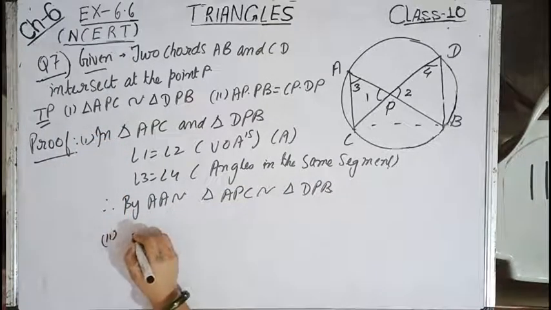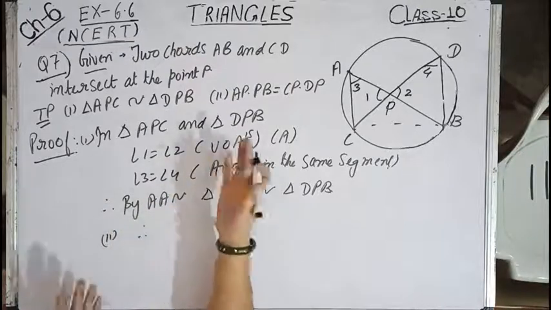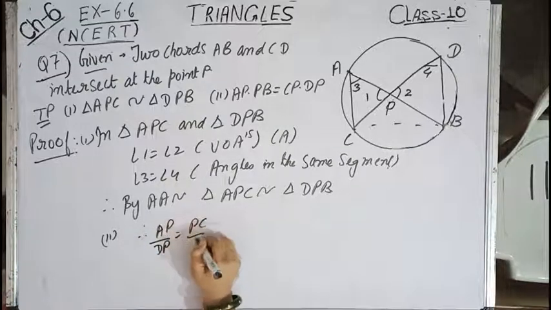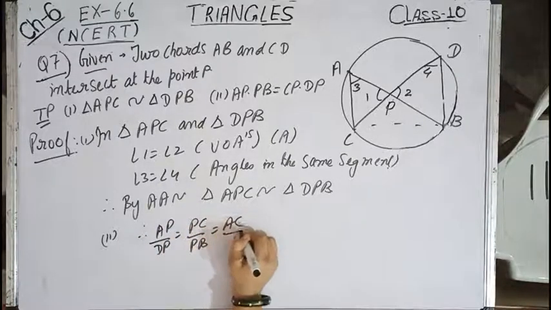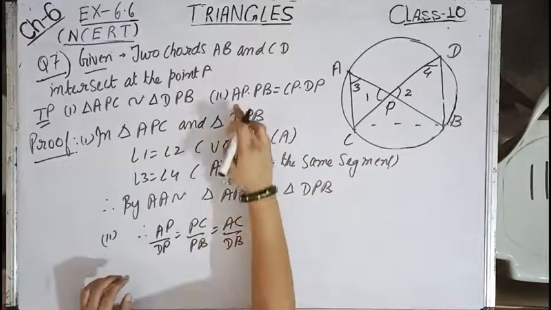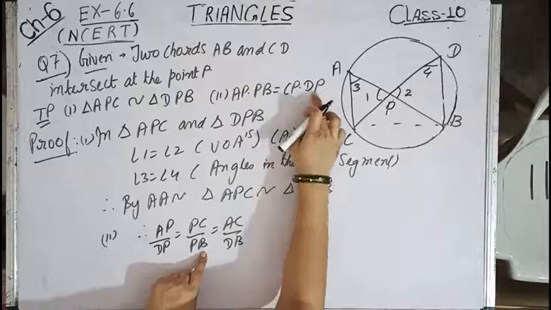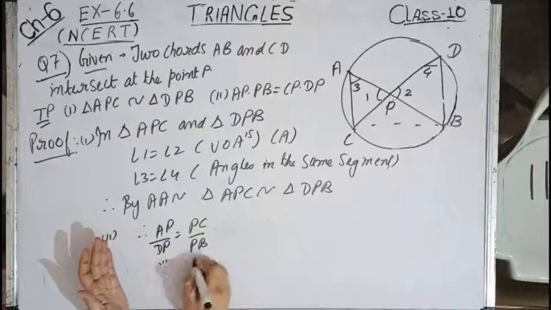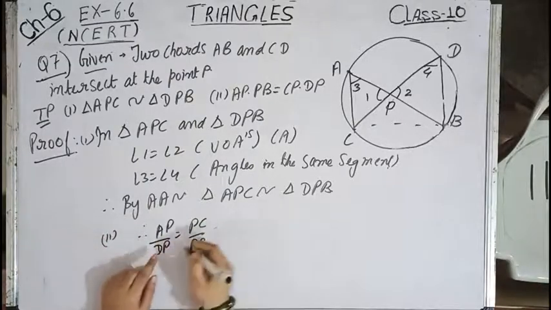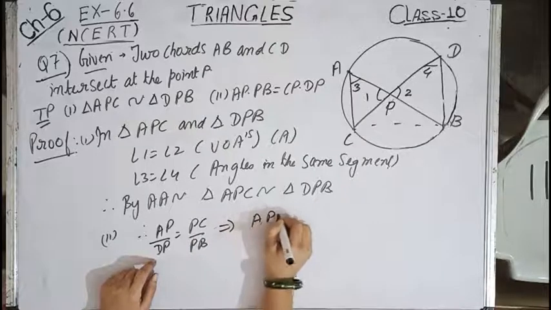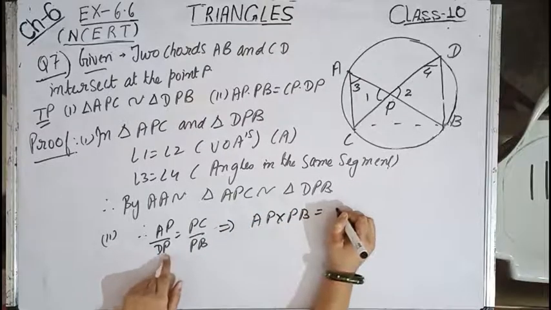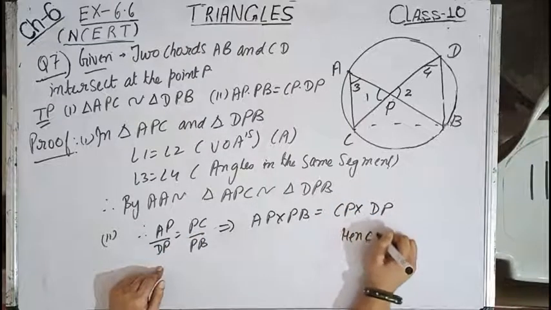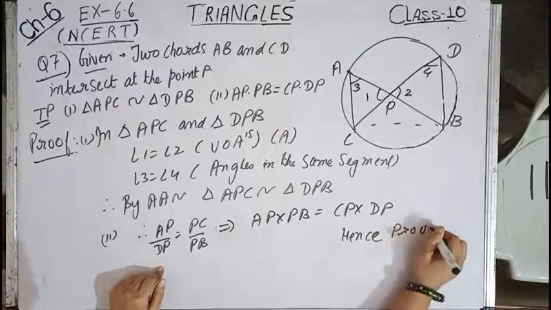For number 2, these two triangles are similar, so the ratio of the sides will be proportional. Therefore AP by DP equals PC by PB equals AC by DB. Now what we want is AP into PB, so AP into PB will be equal to CP into DP. No need of this one, we can rub it, or we can write 1, 2 and 3, and from 1 and 2 we get the relation. So this implies AP into PB equals CP into DP, and hence proved.